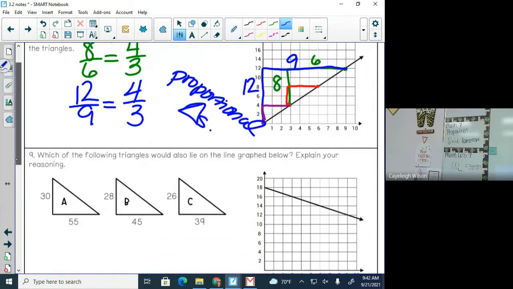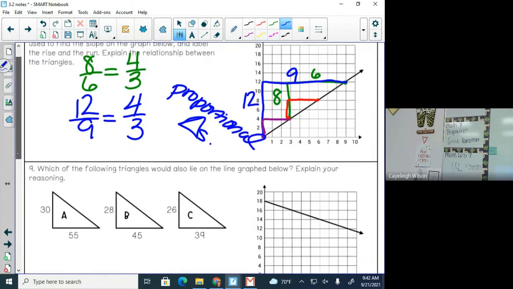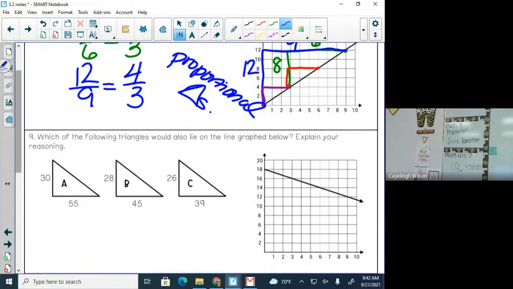Let's look at number 9. Were there any questions about that one? All right, number 9 says, which of the following triangles would also lie on the line graph below? Explain your reasoning. So what that means is you're going to have to find the triangle that has the same slope as the line. So what should you probably find the slope of first? The line. It's a negative.